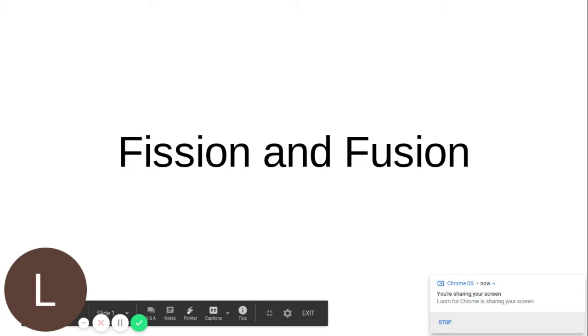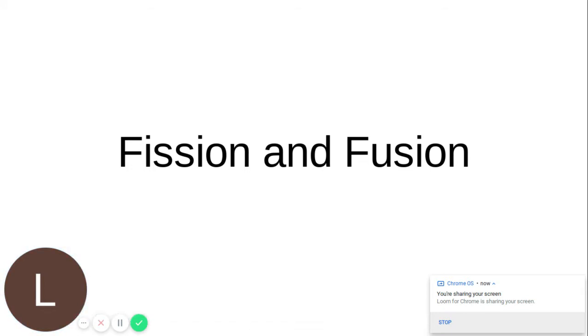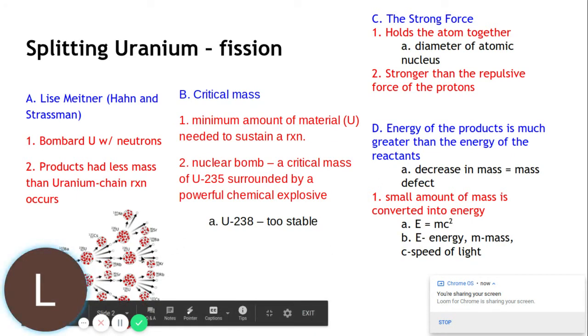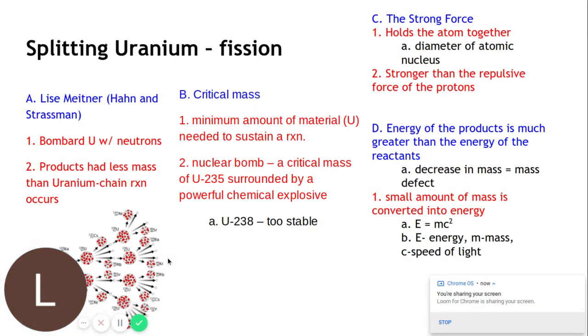Fission and fusion, two types of nuclear reactions. So we're going to start with fission. Fission is basically when a neutron hits the nucleus of an atom. So here's where you see the uranium, it happening with uranium. So if we use that as an example, a neutron hits uranium, makes it unstable.